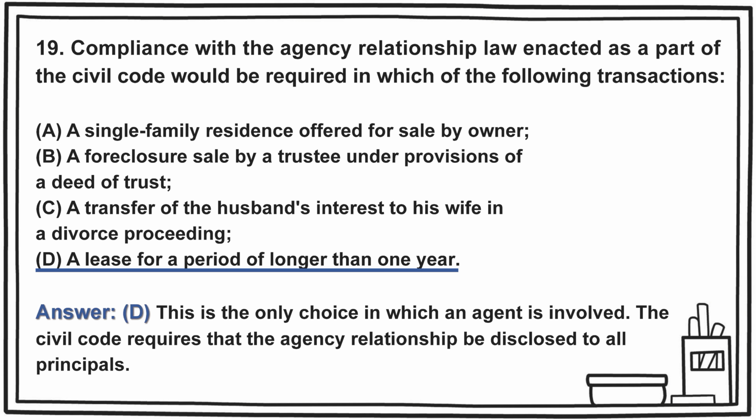Answer: D. This is the only choice in which an agent is involved. The Civil Code requires that the agency relationship be disclosed to all principals.